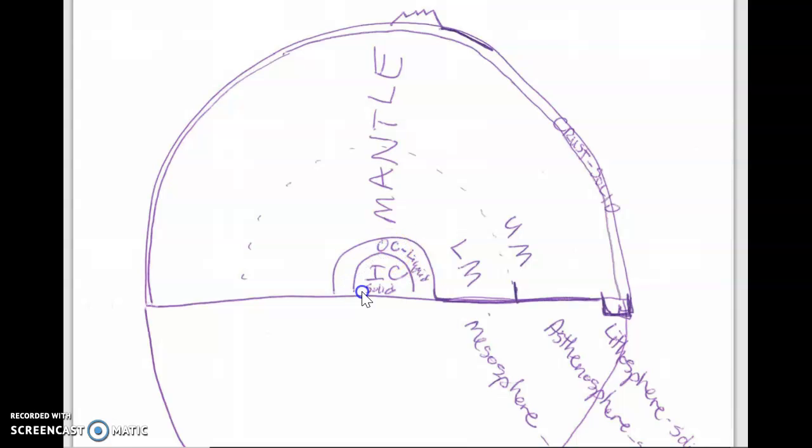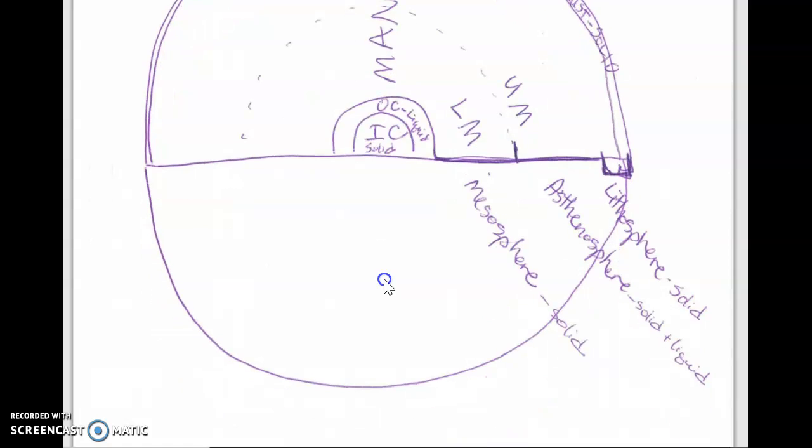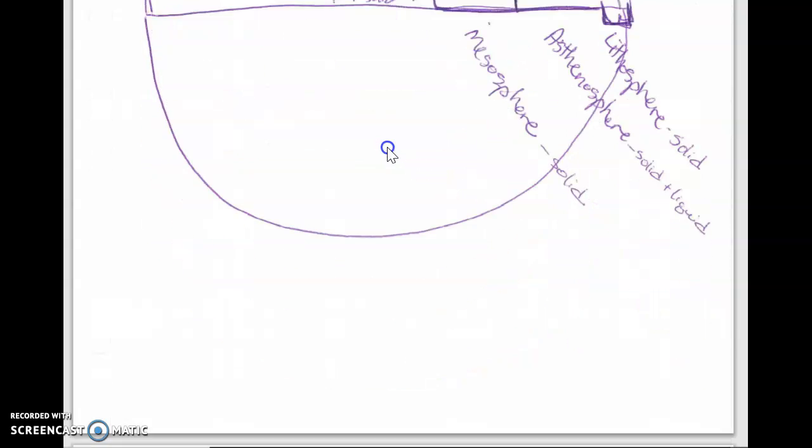And then we get into this core. The core is pretty interesting. It's got the liquid on the outside and what we believe to be solid on the inside. It's not solid because it's cold. It's actually really, really hot. It's solid because it's under so much immense pressure that those particles have nowhere to move.